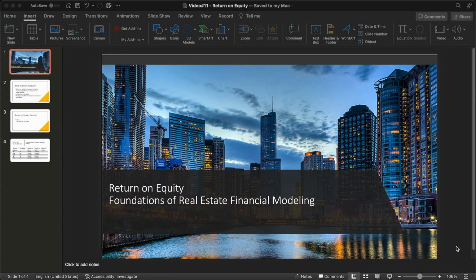Today we're going to go over one quick concept in real estate investments, which is return on equity. We'll talk about what it is, a formula, and then we'll go through a quick sample problem. We'll do it in Excel as well as on a whiteboard so that you can see how it's done if you want to calculate it by hand.